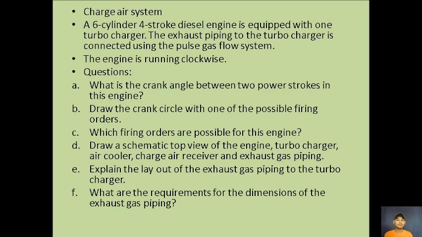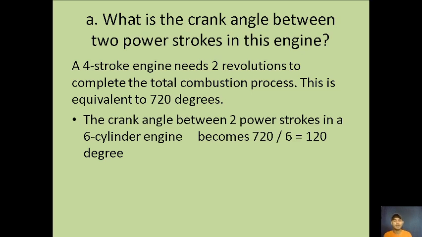Then B, draw the crank circle with one of the possible firing orders. C, which firing orders are possible for this engine. D, draw a schematic top view of the engine, turbocharger, air cooled charger, receiver, and exhaust gas piping. E, explain the layout of the exhaust gas piping to the turbocharger and what the requirements are for the dimensions of the exhaust gas piping.